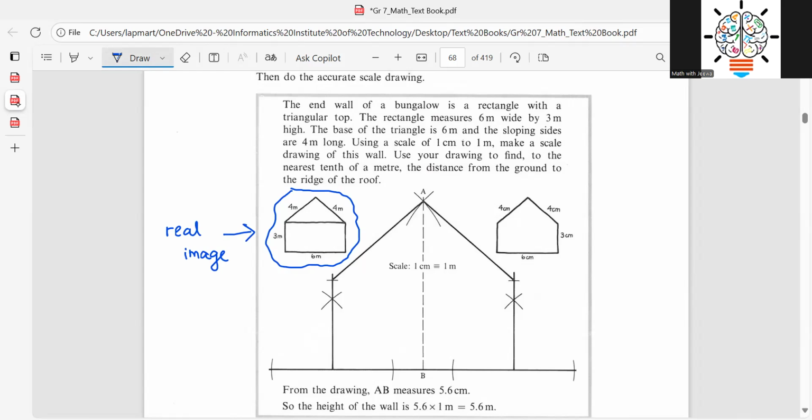Now you can see this is the real image. Can I draw 6 meters on my book or 3 meters on my book? No. So I want to have a scale to scale down to make this smaller and to do the construction. And here they have mentioned using 1 centimeter to 1 meter scale. That means whenever you have 1 meter, you draw only 1 centimeter. In that case, children, if that is 6 centimeters, I want to draw 6 centimeters now. If it is 3 meters, it should be 3 centimeters. If it is 4 meters, that should be 4 centimeters.